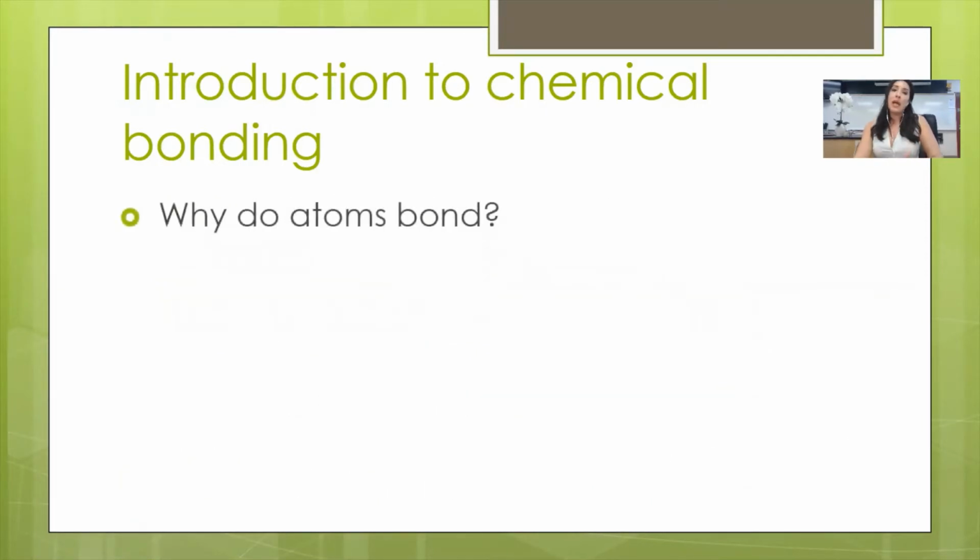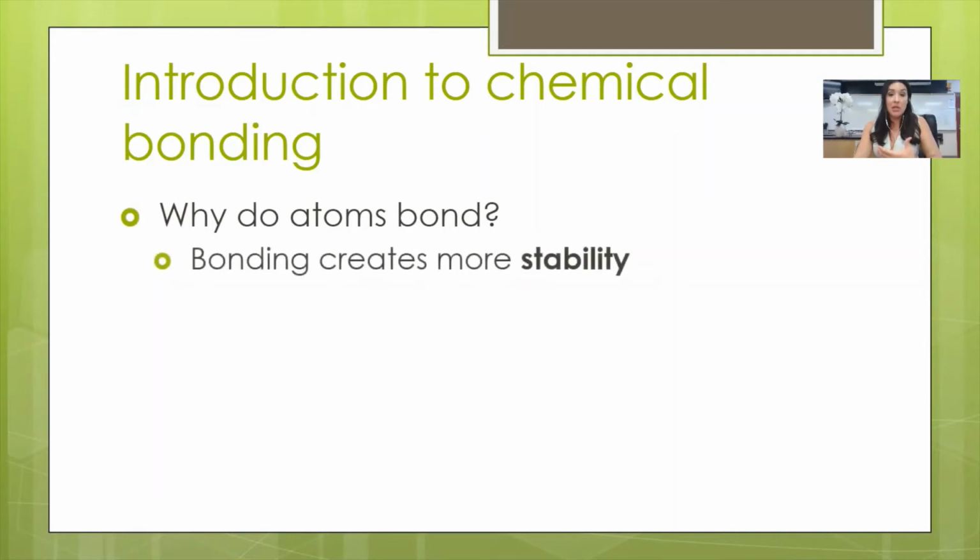So why would atoms bond? Well, bonding creates more stability. And we've discussed at length this idea that the universe tends to want to fall to a stable state. So atoms tend to bond to one another if it's energetically more favorable, if it's more stable to do so. And if it takes more energy to create the bond, they're unlikely to do that.